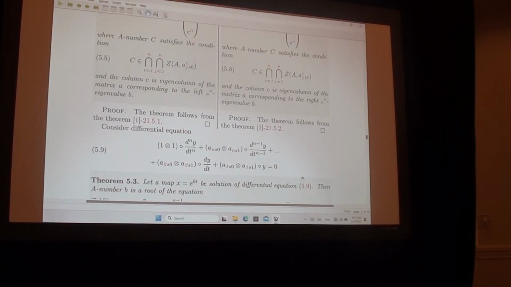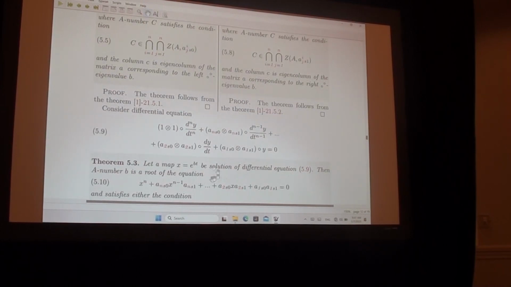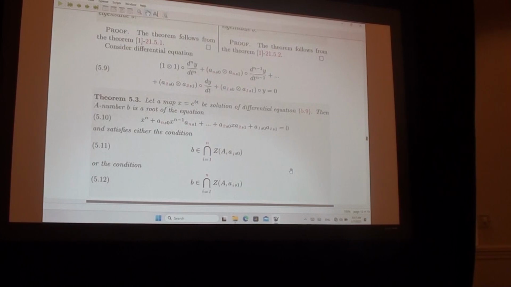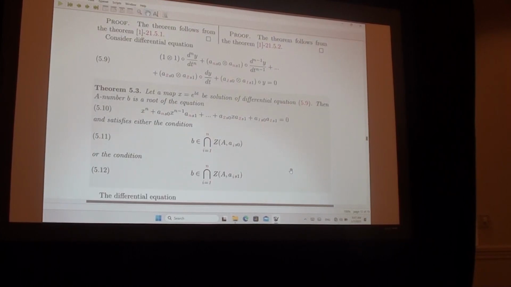Now we consider differential equation 5.9. I remind you that we put the derivative instead of the tensor product. Let the function y(x) equal exponent of p times x be a solution of differential equation 5.9. Let the number p be a root of equation 5.10 and satisfy either condition 5.11 or condition 5.12.